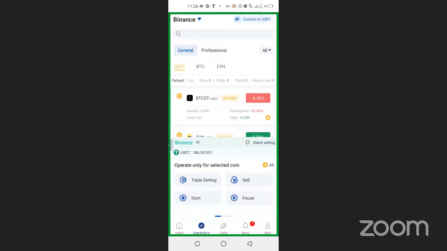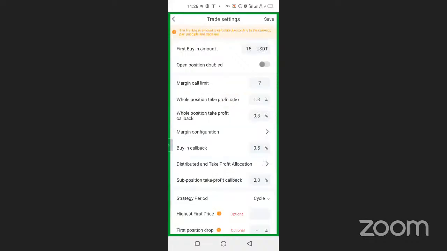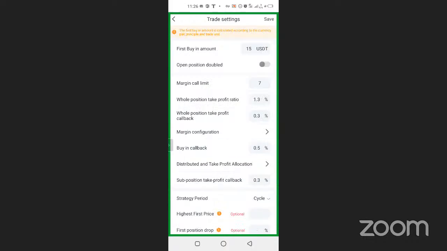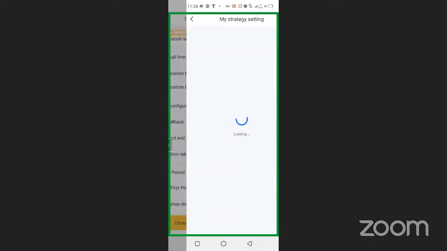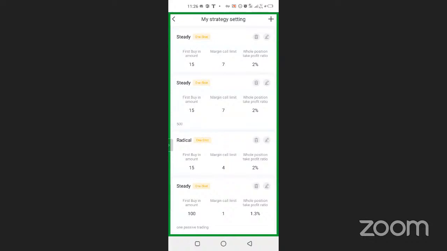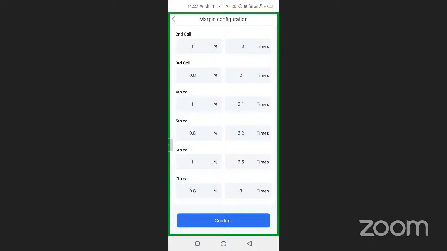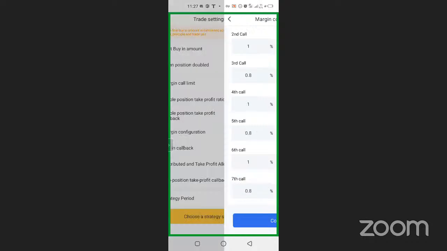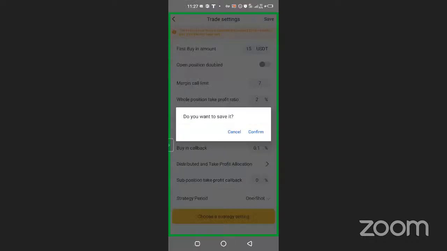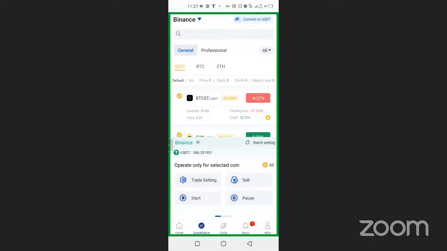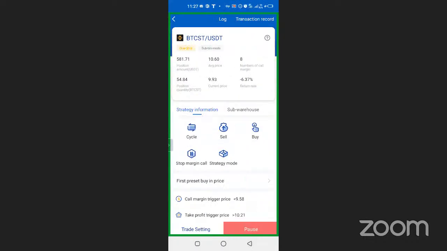So I come here, all trade settings. Then I choose strategy. Then I pick my strategy. Now, this is already a set strategy for 7 margin calls. Then I confirm, then I save. So all the coins, even this one, will also follow the same settings.